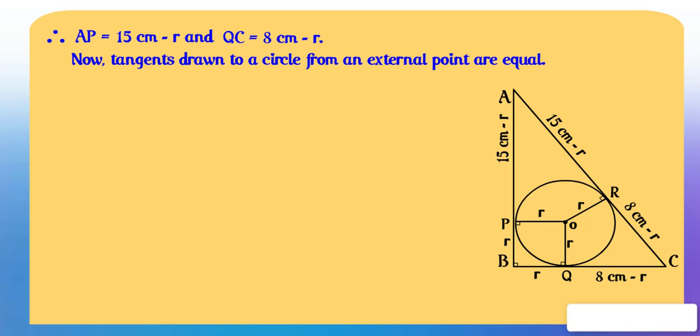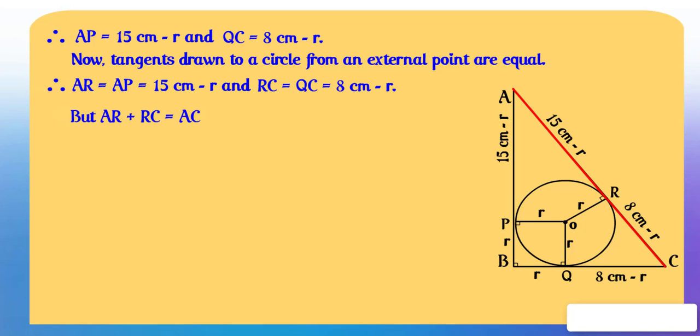Now, tangents drawn to a circle from an external point are equal. Therefore, AR is equal to AP is equal to 15 cm minus R, and RC is equal to QC is equal to 8 cm minus R. But AR plus RC is equal to AC. This implies 15 cm minus R plus 8 cm minus R is equal to 17 cm.